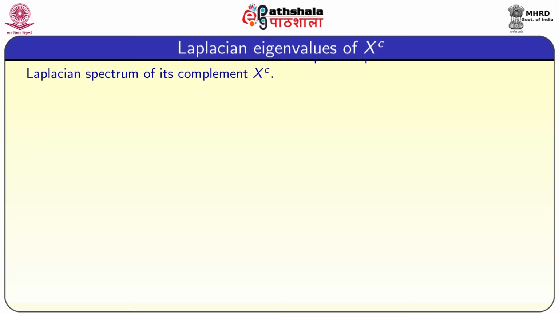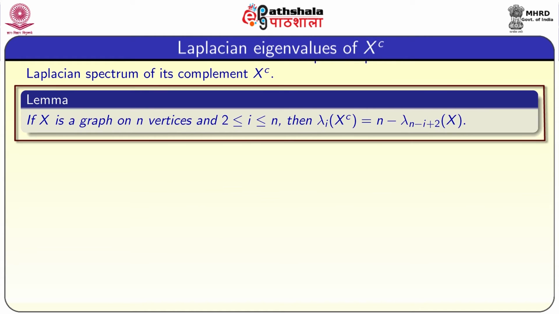Now, we are going to evaluate the Laplacian eigenvalues of X complement. The next result describes the relation between the Laplacian spectrum of X and the Laplacian spectrum of its complement. If X is a graph on n vertices and 2 less than or equal to i less than or equal to n, then lambda i of X complement is equal to n minus lambda n minus i plus 2 of X. Here lambda of X denotes an eigenvalue of X, lambda of X complement denotes an eigenvalue of X complement.